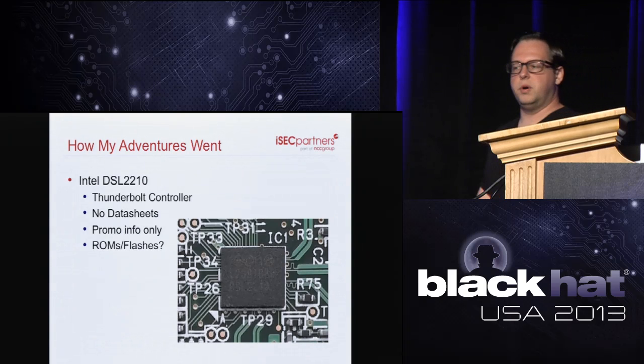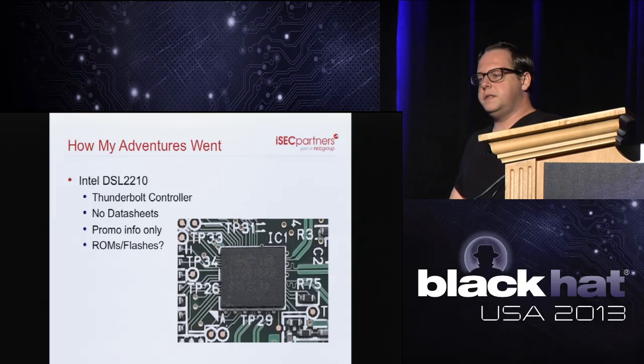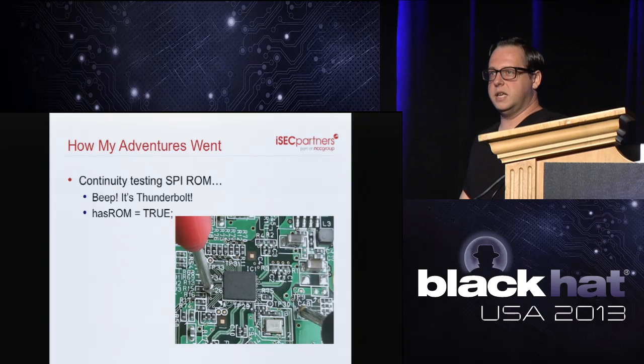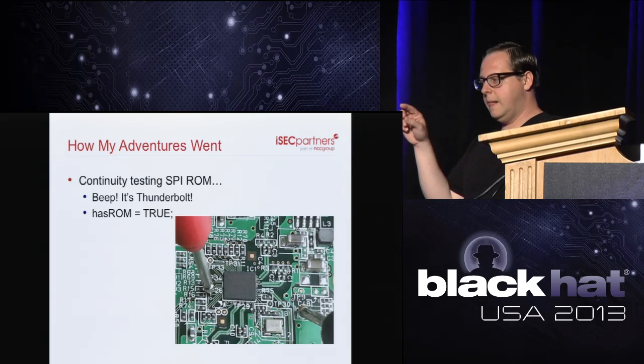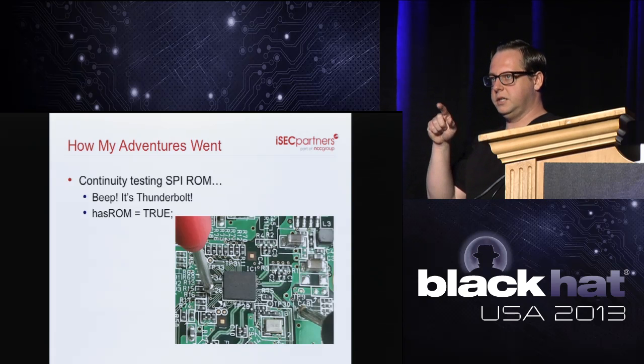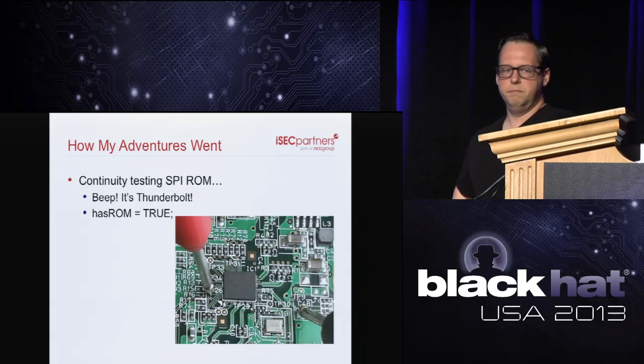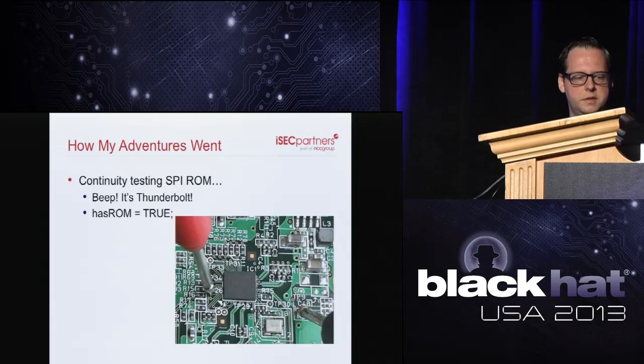Next, we'll move on to Thunderbolt, a DSL 2210. This has no data sheets available online. It's promotional information only. Maybe we can find some ROMs and flashes. We noticed there was that one ROM sitting on the other side. This is where our continuity testing comes in handy. We're able to do our continuity test from the SPI lines on the ROM into some lines going into Thunderbolt, and those are traveling on the middle plane. So we're able to find out this definitely is the ROM for Thunderbolt.